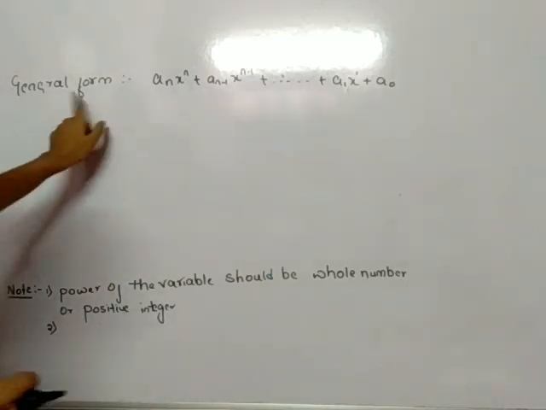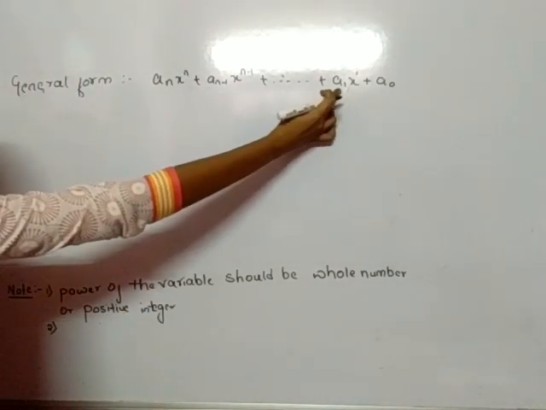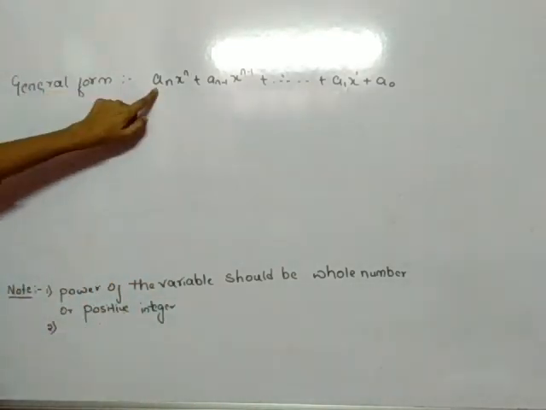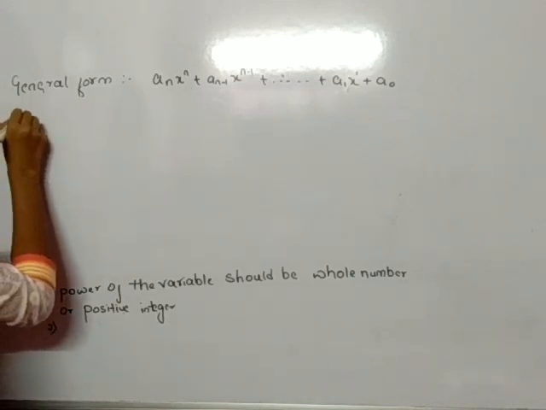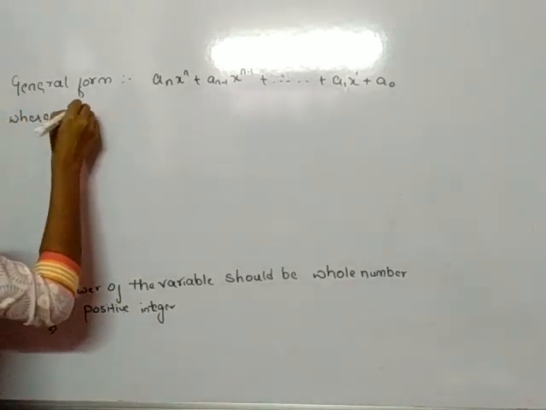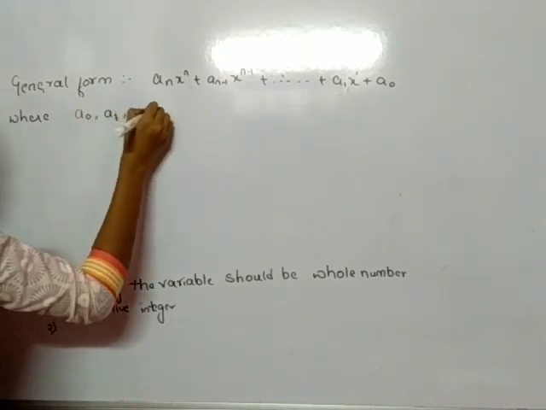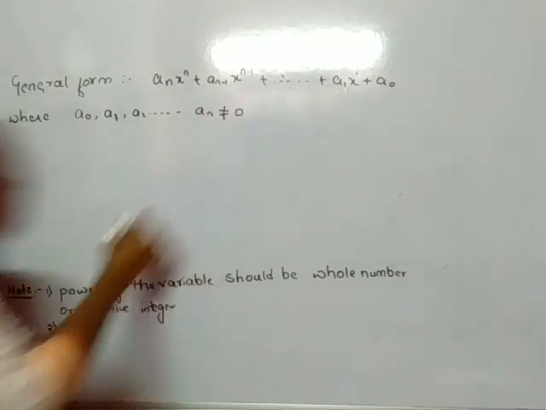Once again, I have written the general form here. Here, a naught, a1, and so on till a n minus 1, a n, these are called what? Constants, I told, right? These constants must not be equal to 0. We'll write here where a naught, a1, a2, so on till a n must not be equal to 0.